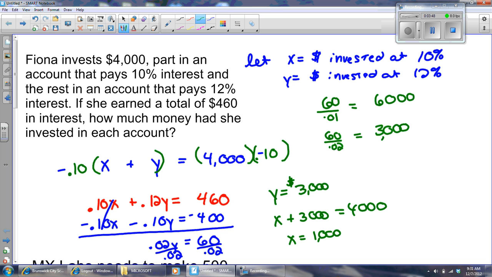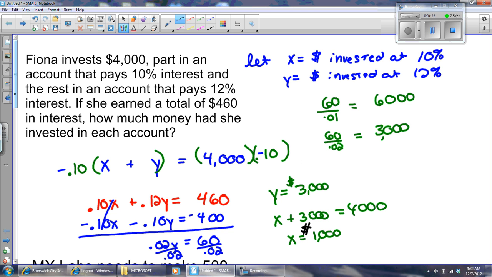I can always check that by multiplying 3,000 times 0.12, that gives me $360. And if I do 1,000 times 0.10, which of course is going to be 100, and 360 plus 100 is 460, which is what I expected. Okay, very good. So I should get a dollar sign on here. So she put $1,000 in the 10% account and $3,000 in the 12% account.